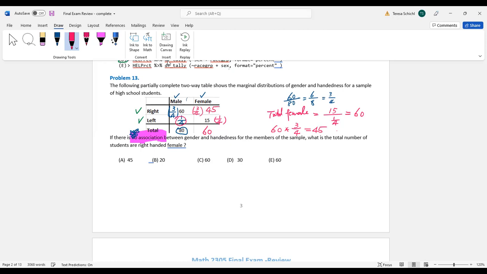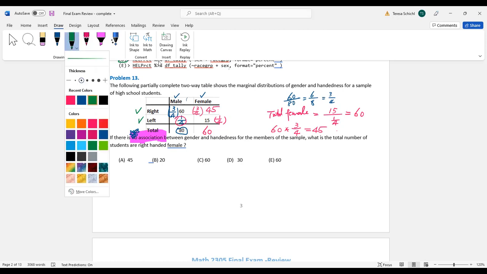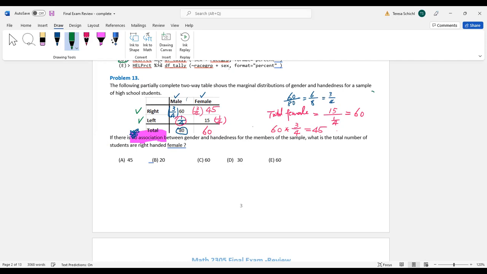So we can calculate this one also. We saw the male left-handed is 1/4. So the number of male students who are left-handed will be 80 times 1/4, which is 20, right? So if the problem asks what the male left-handed is, it will be 20. The female right-handed is 45. The female left-handed is 15, right?